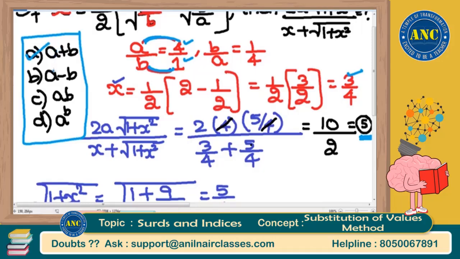It might be correct. Second option is A minus B. 4 minus 1 is 3. It is not equal to 5. Ruled out. Third option is 4 and 1, sorry, it is 4 into 1. 4 into 1 is not 5. Ruled out. Fourth option is a power b. It is 4 power 1, which is 4, not equal to 5.